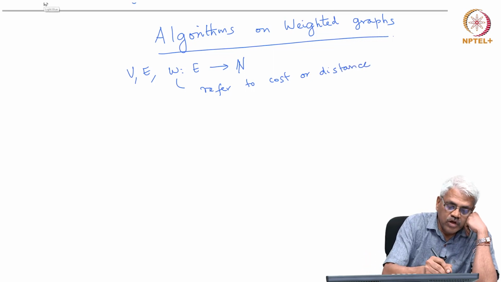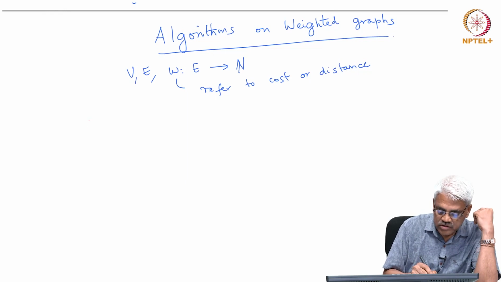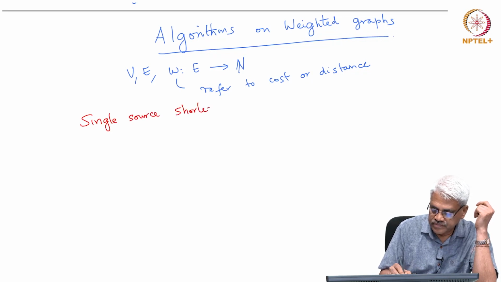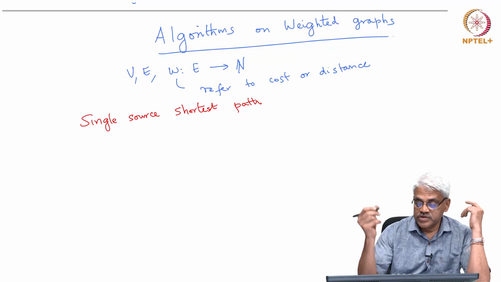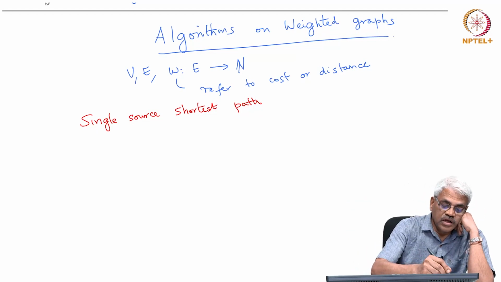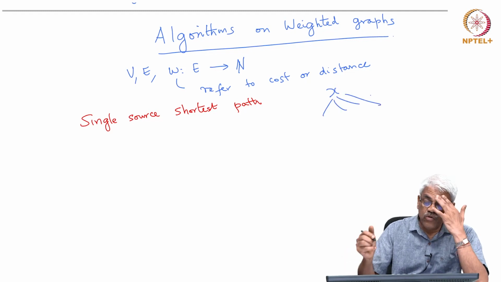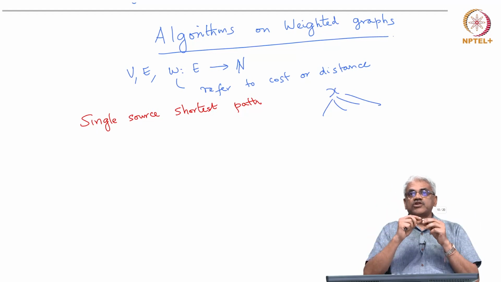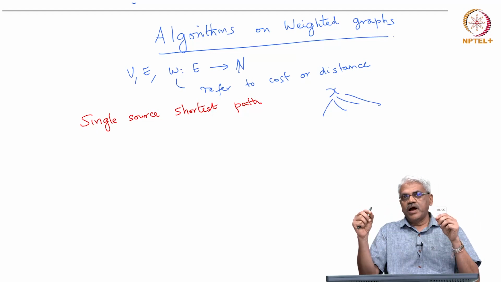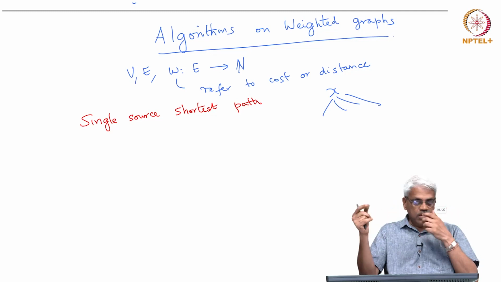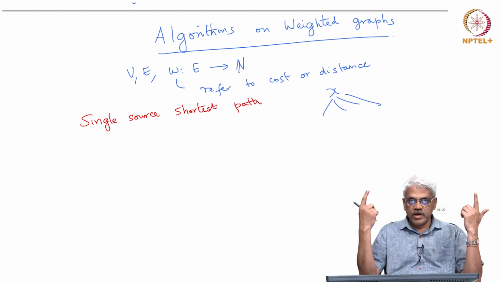So here again, the interesting questions are single source shortest path. It is one of the interesting algorithmic questions. I want to start at some vertex x and find distances to every other vertex. Now, when you say distance, it is not just the number of edges in that path, it is the sum of the weights on the edges in the path. So this is what makes it different from BFS.